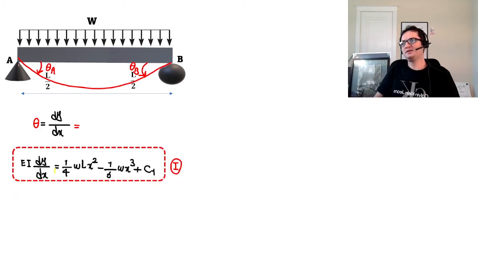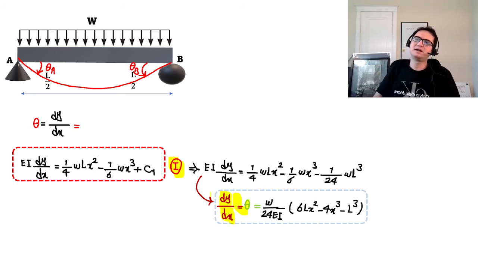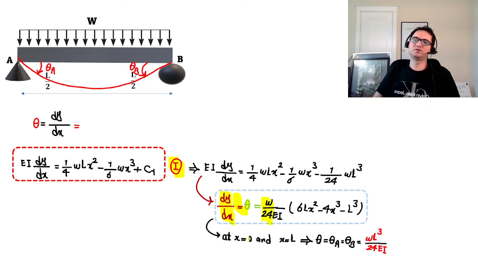If we want to calculate theta, we just need to come back to equation 1. Replacing in equation 1, dy over dx is theta. If you solve it for x equal to 0 and x equal to L, which are identical to each other due to symmetry, theta A is equal to theta B, which is WL cubed over 24 EI.